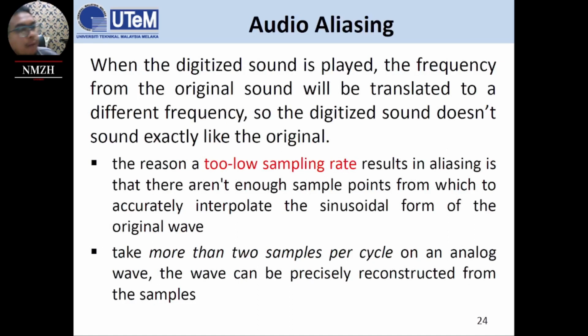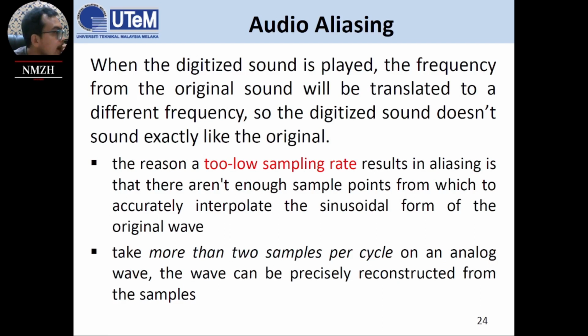Audio aliasing. When the digitized sound is played, the frequency from the original sound will be translated to a different frequency. That is aliasing, so the digital sound doesn't sound exactly like the original. This is the phenomenon describing aliasing, guys. The reason is too low a sampling rate.